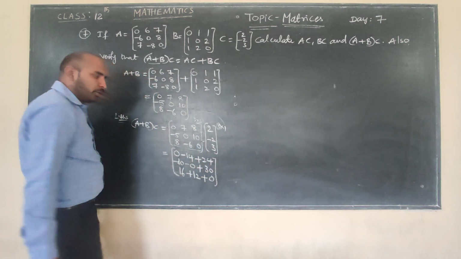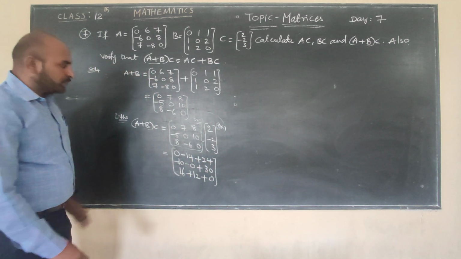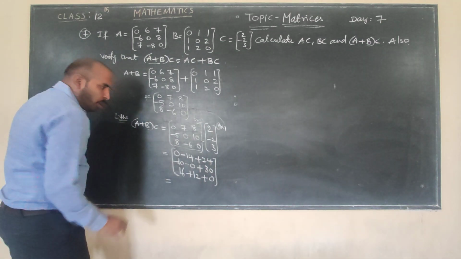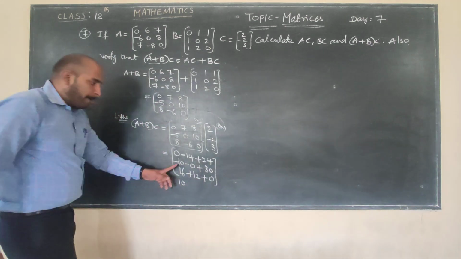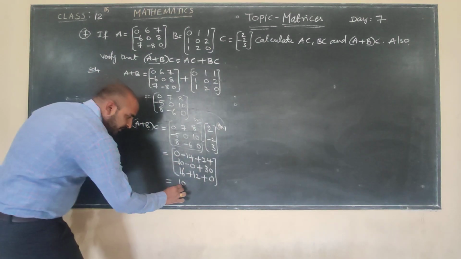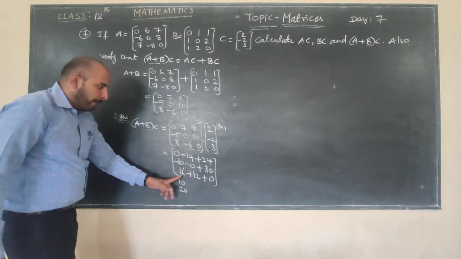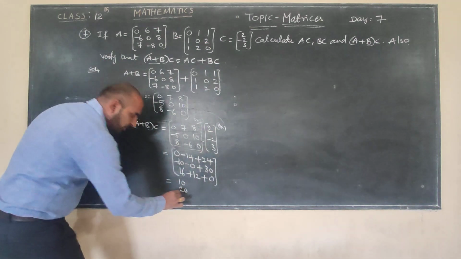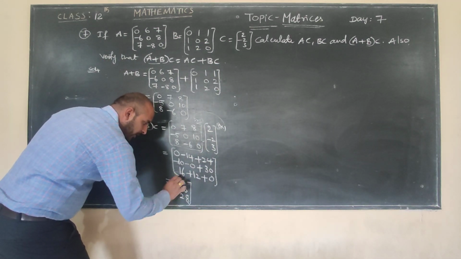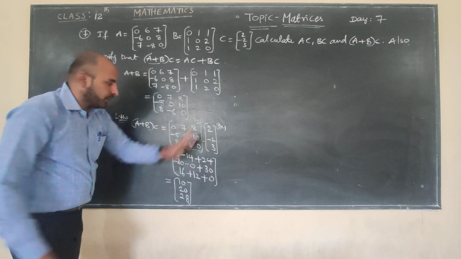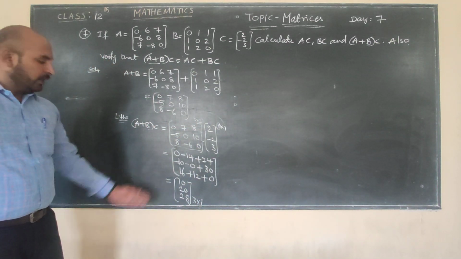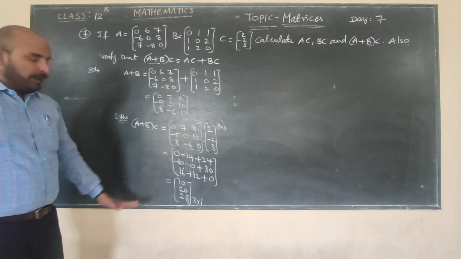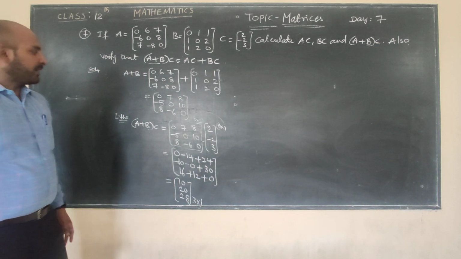Then what is the answer? (A plus B) into C is equal to minus 14 plus 24, which is equal to 10. Minus 10 plus 30, which is equal to 20. 16 plus 12, this is 28. So what is the order? 3 cross 1. So the left hand side value is 10, 20, 28. This is the column matrix.